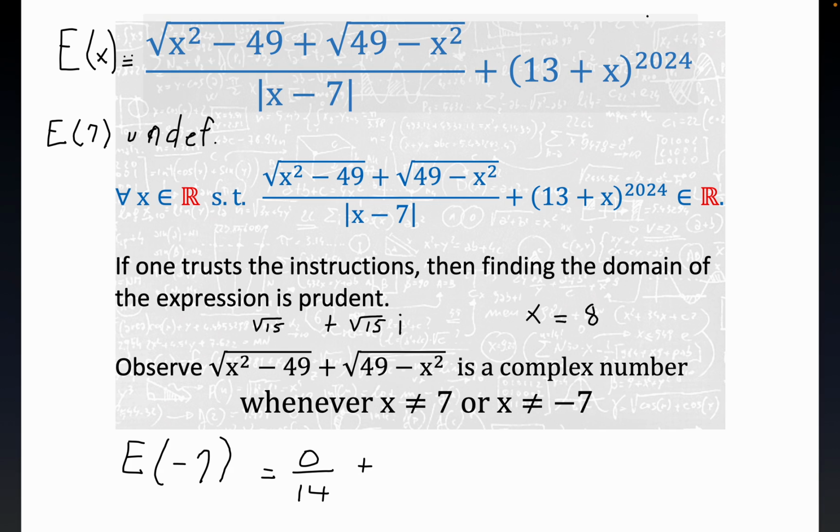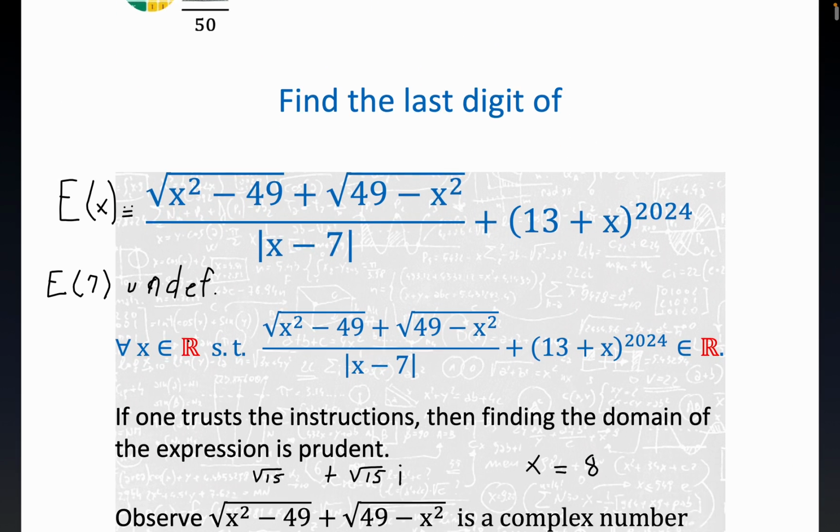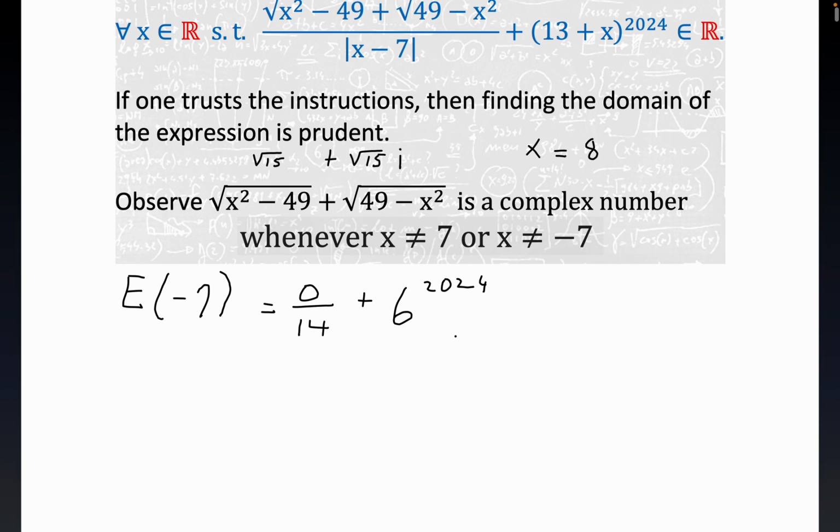If you put minus 7 right here, this gives you 6 raised to the 2024, the year that it has been, and the year it will be. That was our question. Find the last digit. Well, gosh, didn't this work out pretty easily? The last digit of this is certainly 6, right? So the last digit is 6. Done. Last digit 6.